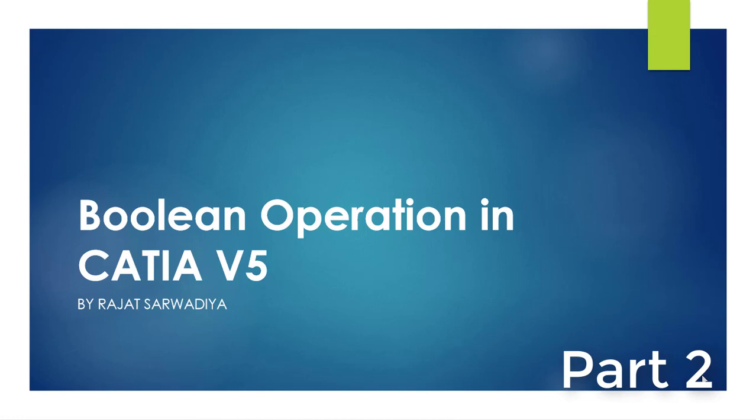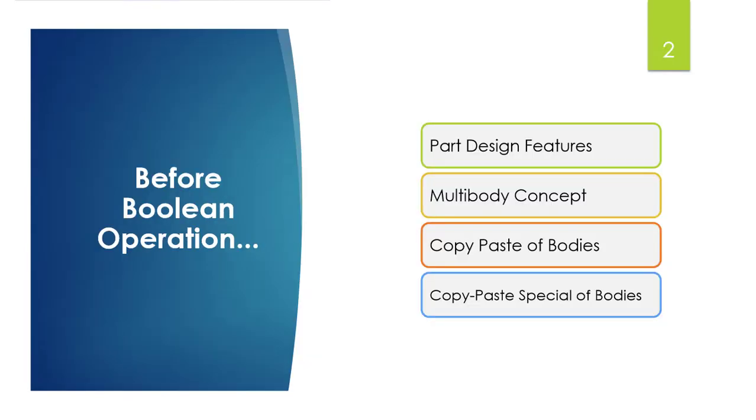Let's continue with what we have next in Boolean operation using CATIA V5. So we have seen the part design features. We had some features: pad, pocket, shaft, groove. We need the knowledge of those features. It is very important to create the bodies.